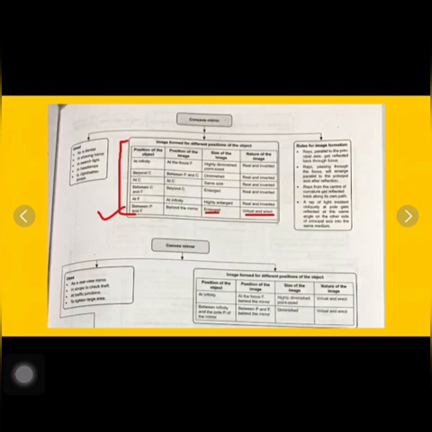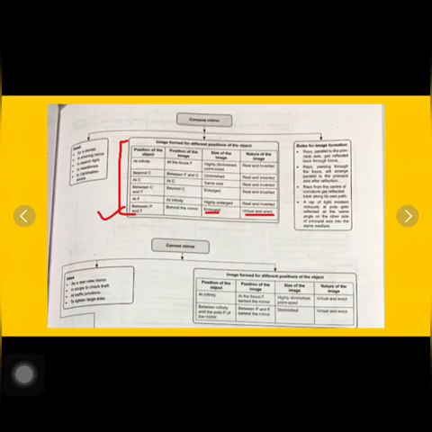Uses of concave mirror. The concave mirror is basically used as a dentist's mirror. It is used as a shaving mirror, in searchlights, in headlights, where you have to focus or where you have to see the enlarged image of an object. There the concave mirror is used.